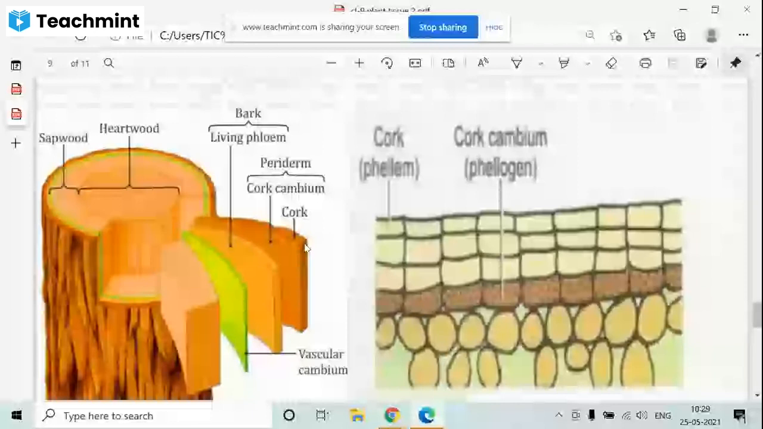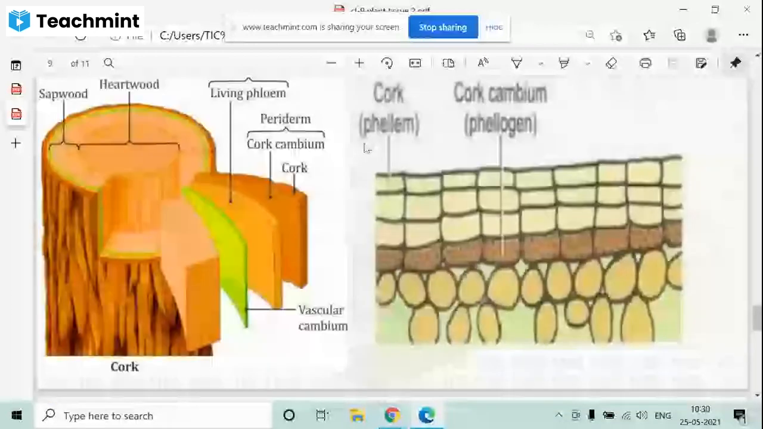Okay. Now cork cambium. Cambium means dividing tissues, and they divide. Now this forms the bark. Now they go on dividing and they come out. They form the bark. Okay. These are the vascular tissues, xylem and phloem.